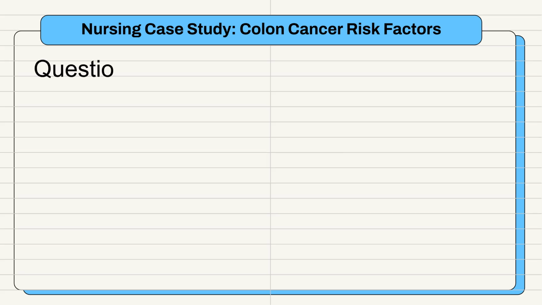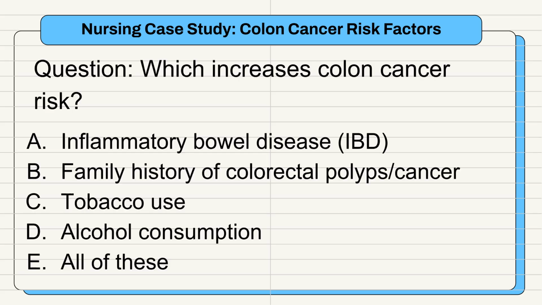Meet Sarah, a 45-year-old patient with a history of Crohn's disease and a father who had colorectal cancer. She smokes occasionally and enjoys a few drinks weekly. Using the ADPI framework, let's assess her risk for colon cancer.